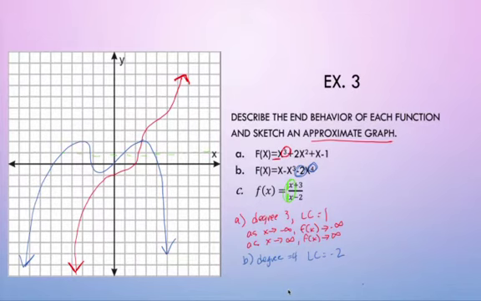We also have a vertical asymptote at 2, because that's where the function is undefined, which means that our function is going to look like this. And like that. So for C, we would say as x approaches negative infinity, f of x approaches 1, and as x approaches positive infinity, f of x approaches 1.